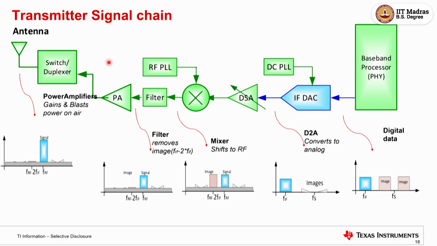Then you have something called a power amplifier. So finally you have done all this, but you have to blast that on air. You have to give enough power so that it transmits to long distance. So that's what is done by a power amplifier. A power amplifier is just an amplifier which just blasts power. Whatever is the signal, it just gains up and blasts the power. You can see the signal you have filtered, and this is just blasted out.